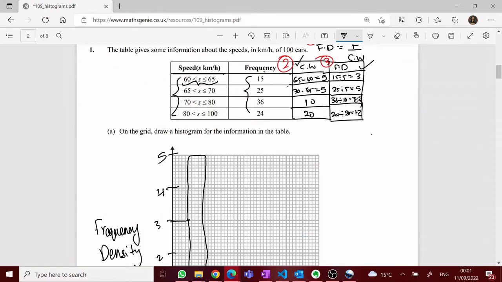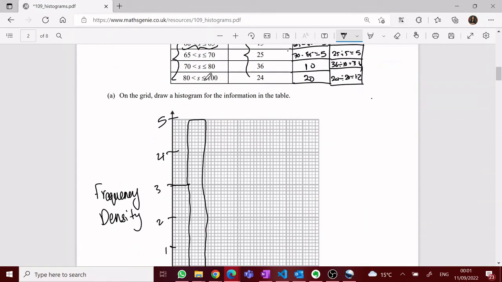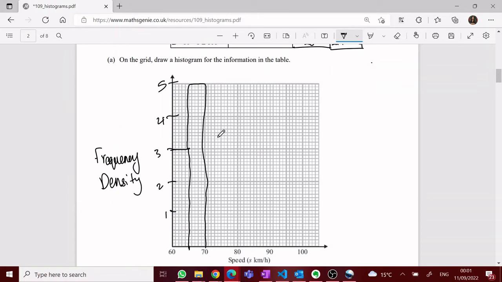And the next bit is 3.6 from 70 to 80. So that is 3.6. So here we go.